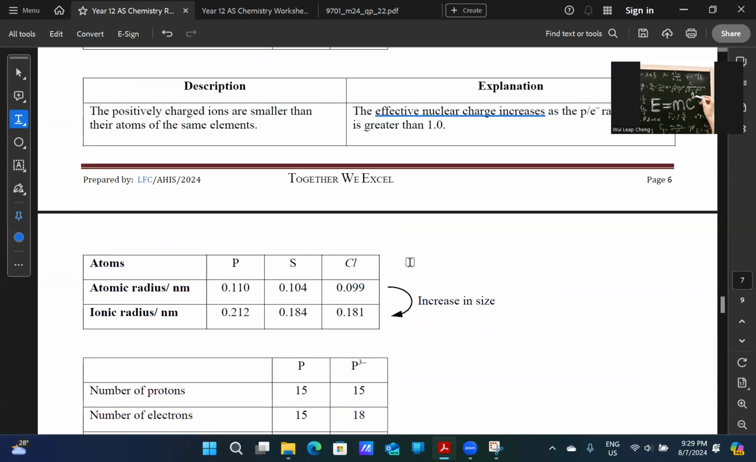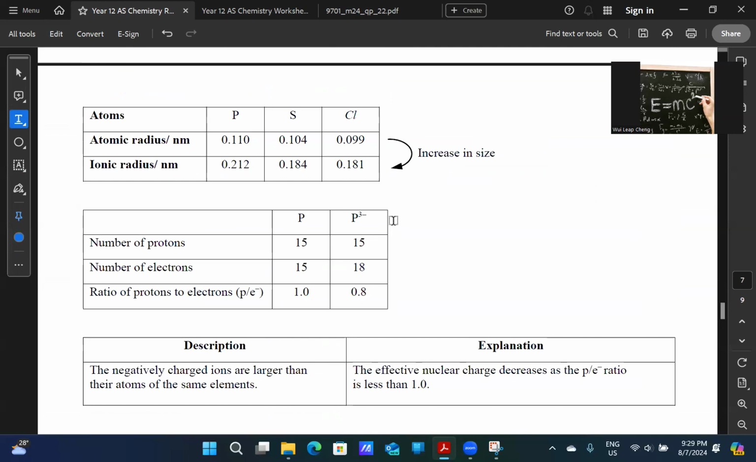Next one. How about the non-metal atom? Non-metal atom, right? As they form the ions, you will see the size of the atom increases. Before that, okay, let us take phosphorus as example. Phosphorus atom, the atomic radius is 0.110 nanometer. By gaining electron, it increases to 0.212 nanometer. It means that the size of the atom increases after gaining the electron.